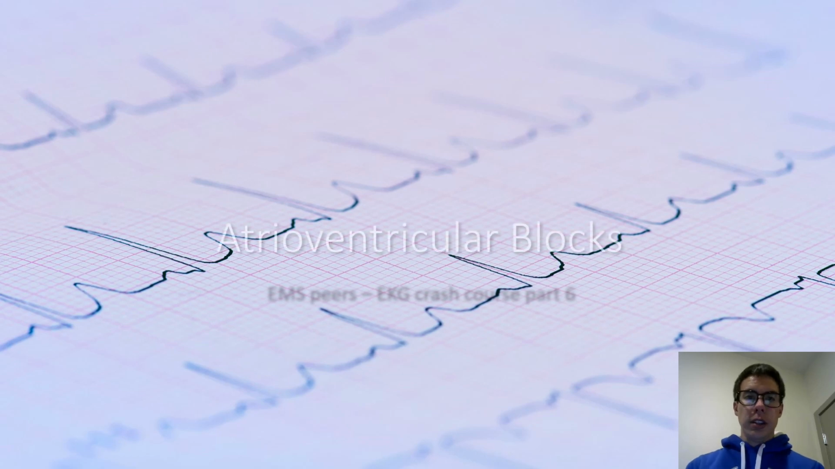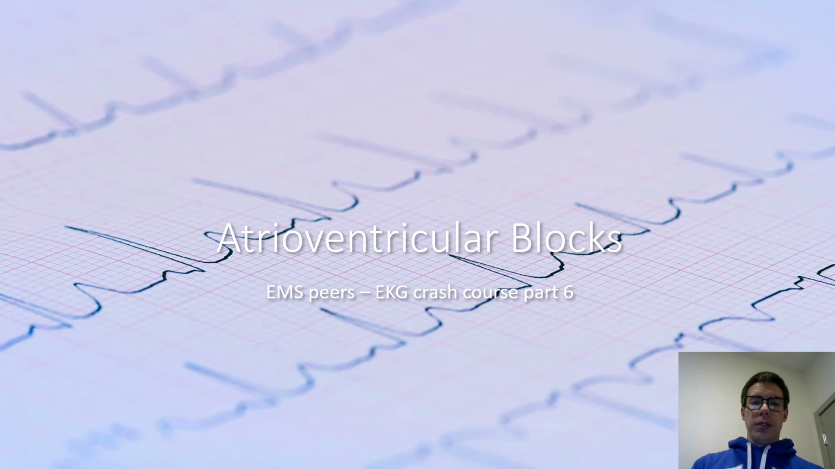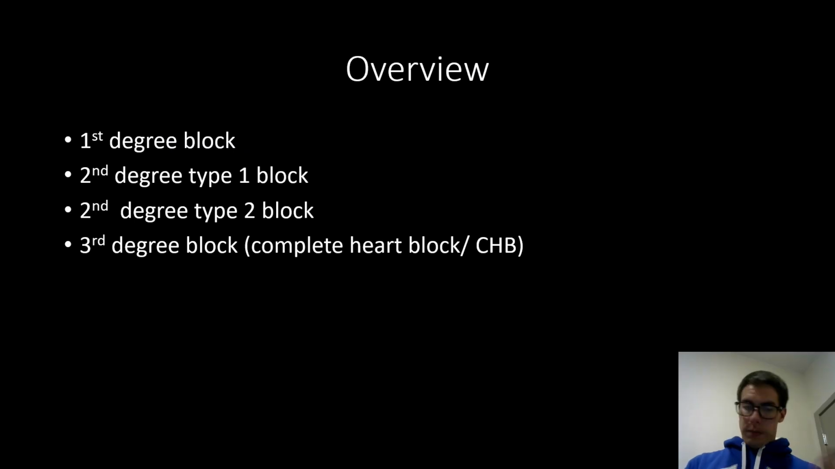Talk about atrioventricular blocks. So that includes first degree, second degree type 1 and 2, and third degree, which we'll talk about now. So first degree blocks, then again, there's two types of second degree. There's type 1 and type 2. And then third degree blocks are also called complete heart blocks, which is abbreviated CHB.